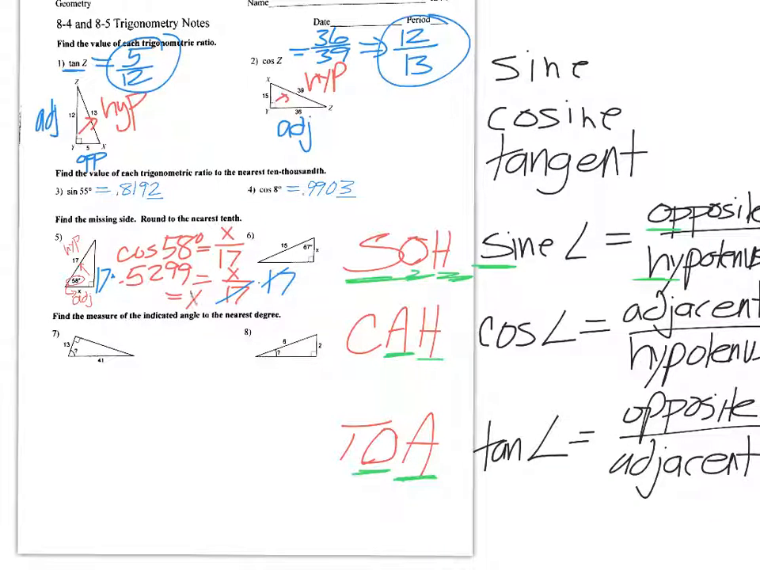And this says round to the nearest 10th. Okay, so I do 17 times 0.5299. And to the nearest 10th, that's just going to round to 9.